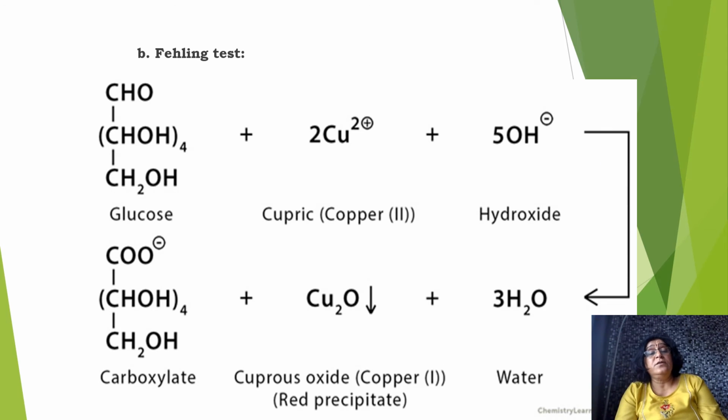Now the Fehling test. In the Fehling test, Fehling's reagents are added to glucose. Fehling's reagent contains alkaline copper solution, and when you add this reagent to glucose and heat it, the copper 2 plus gets reduced to copper plus 1, and you get a red precipitate of cuprous oxide, while glucose gets oxidized to the carboxylate ion. So this test is called Fehling's test, and this also shows the reducing nature of glucose.